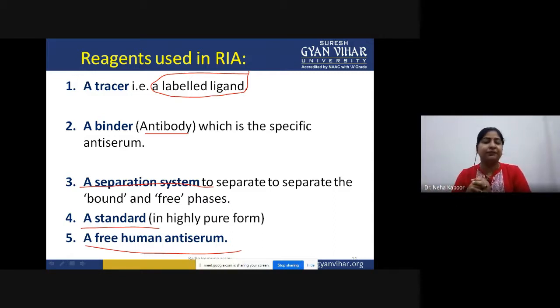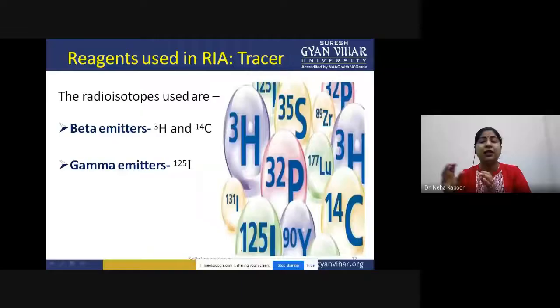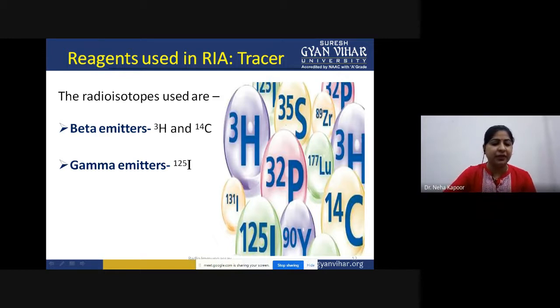So the first thing is the tracer. That means with which molecule you would be labeling your antigen. So we need specific types of radioisotopes, which are mainly of two types, beta emitters and gamma emitters. In beta emitters there are two types, tritium and C14. Tritium is H3, as you can see here. This is tritium and this is C14. In gamma emitters, iodine 125 is the main gamma emitter.